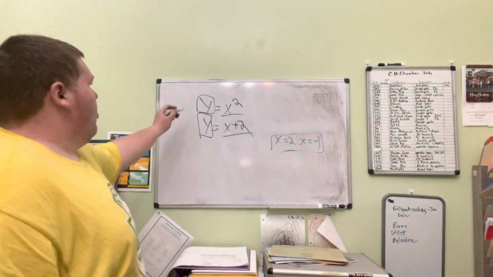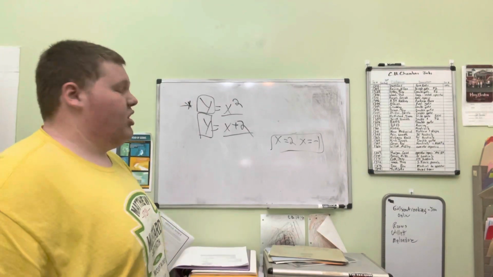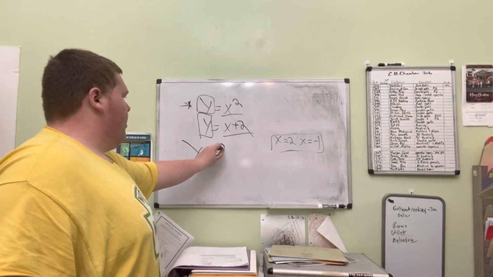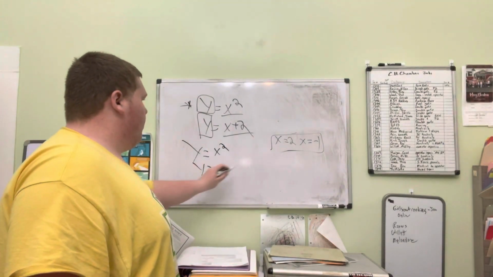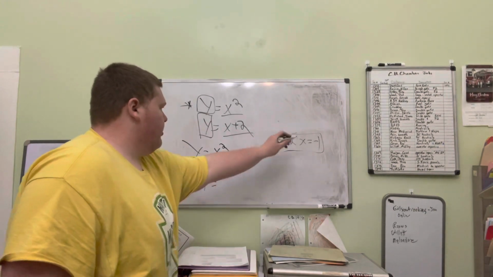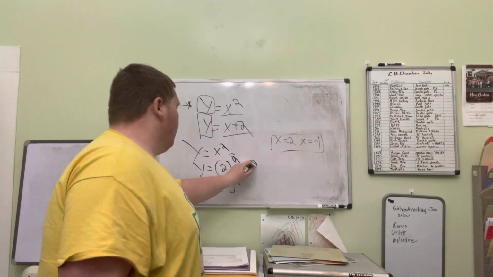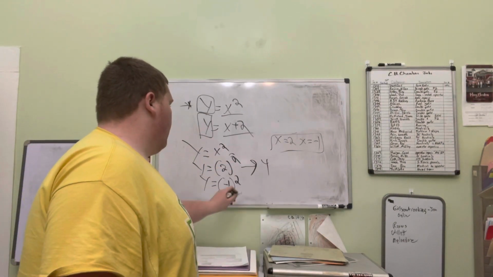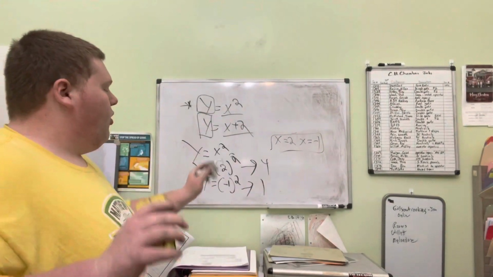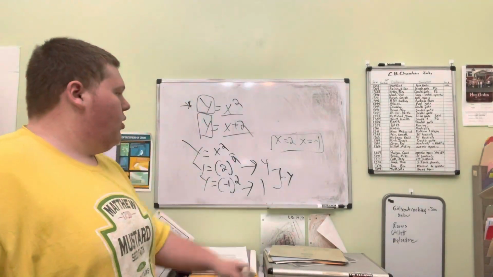All right, so we're going to choose the first one because it's a lot easier than the second one. Okay, so the first one, y equals x squared. Let's plug it in. y equals 2 squared. y equals negative 1 squared. What does 2 squared equal? It equals 4. What does negative 1 squared equal? It equals 1. Now we know that 4 and 1 are our y values.